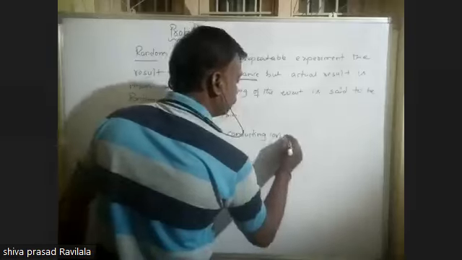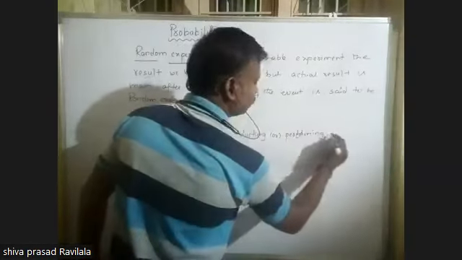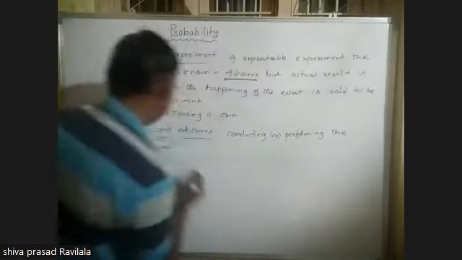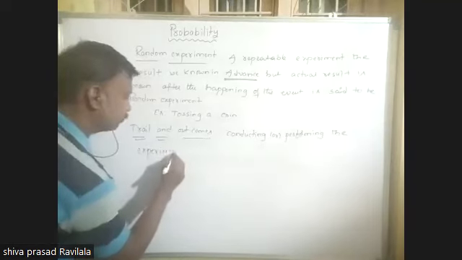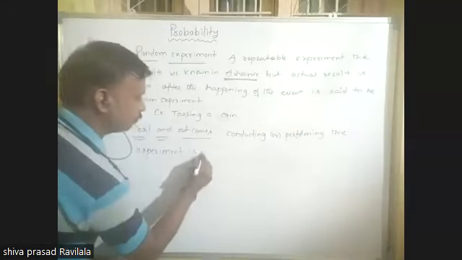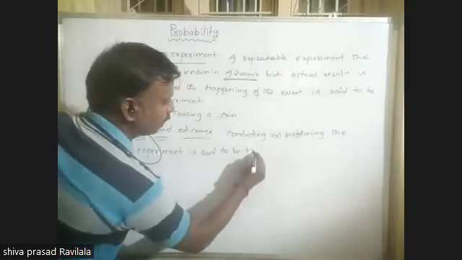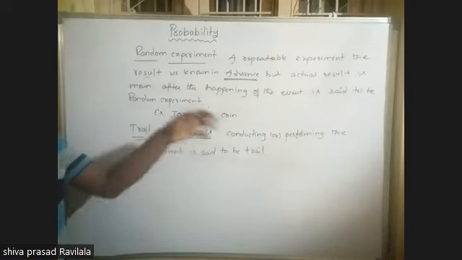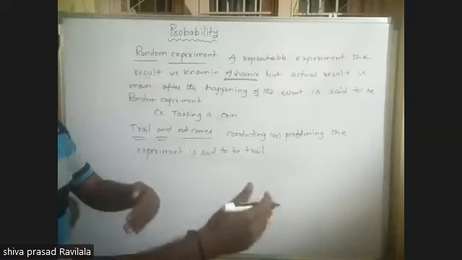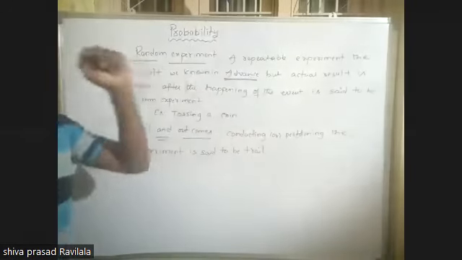Conducting or performing the experiment is said to be trial. Conducting or performing the experiment is said to be trial. And the possible results, that may be head, that may be tail, are said to be outcomes.